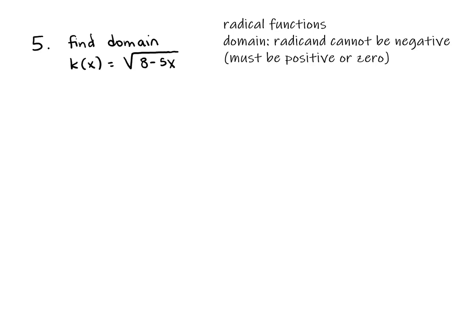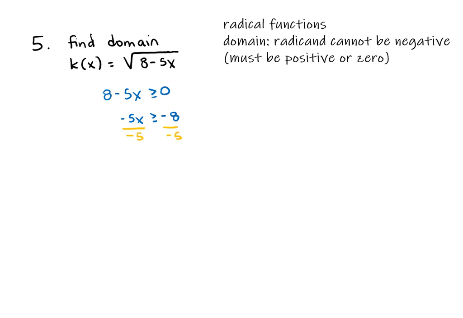So let's do the first example. 8 minus 5x is my radicand, and that cannot be negative. In other words, it has to be greater than 0 or equal to 0. And it's important that when you write this, you use your inequality symbols and not just an equal sign. You want to use greater than or equal to 0. As we solve this, I'm going to subtract 8 from both sides. Then I'm going to divide by a negative 5.